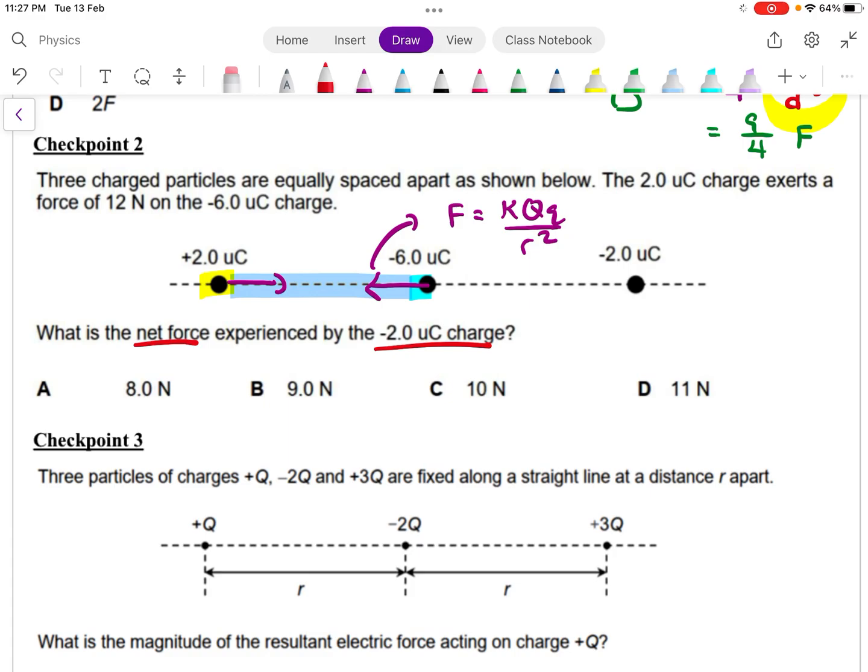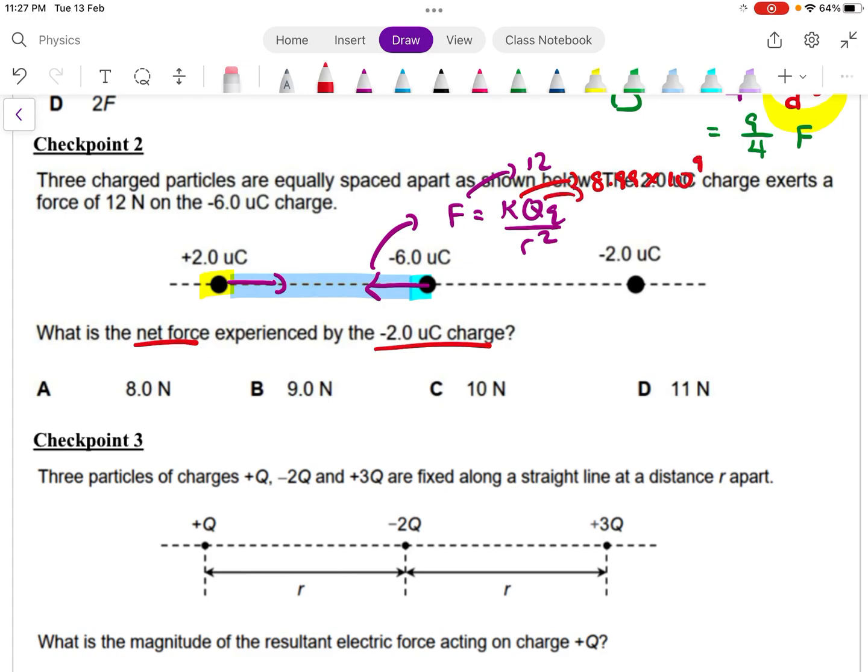Okay, so first thing, I need to calculate the distance between the positive 2 and negative 6 microcoulomb charges. Of course they give us something: the force is 12 Newton. Then of course you must know that K is 8.99 times 10 to the power of 9. This one is something that you must memorize.